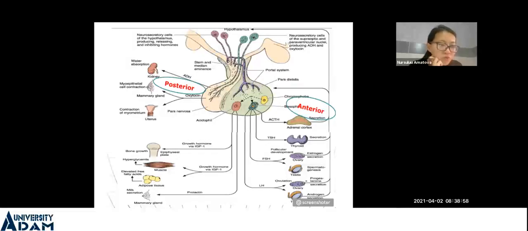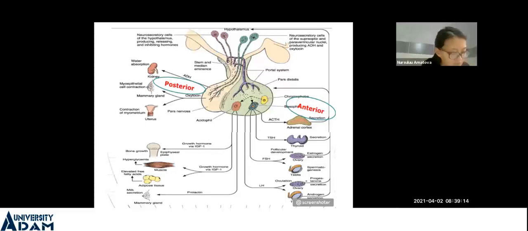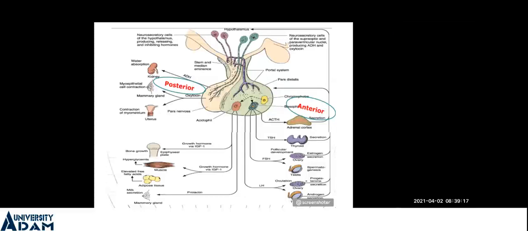And I want you to say about these subtypes. What do these cells produce? Which hormone does each basophil cell subtype produce? Ma'am, it produces thyroid stimulating hormone, and follicle stimulating hormone.